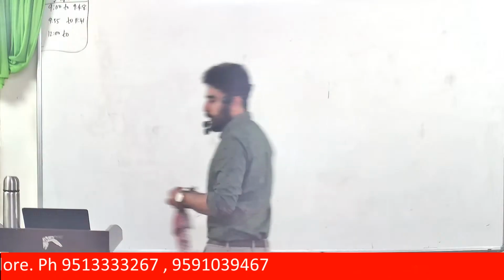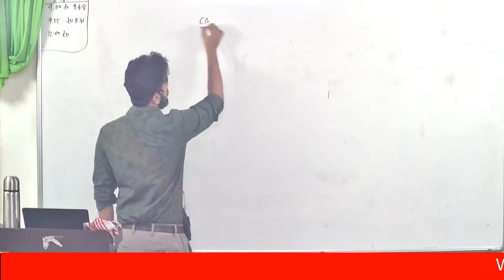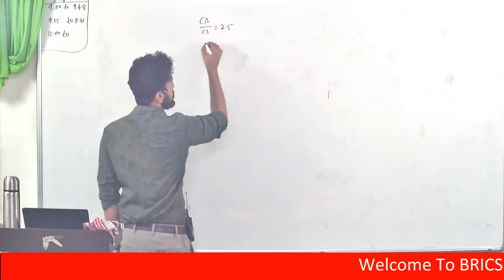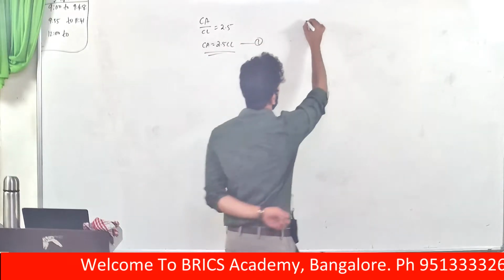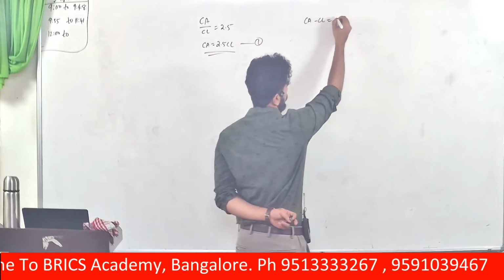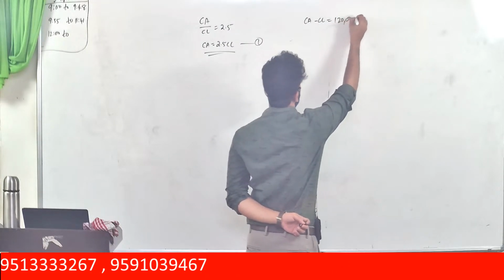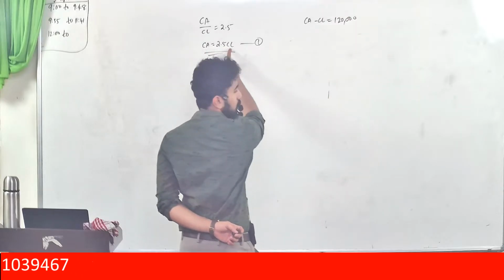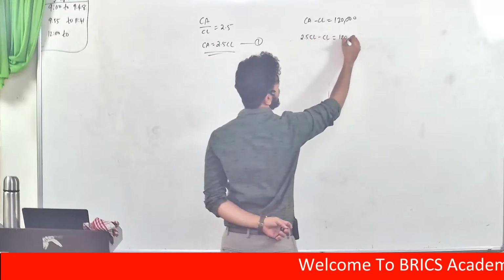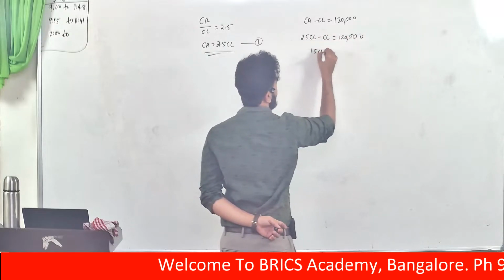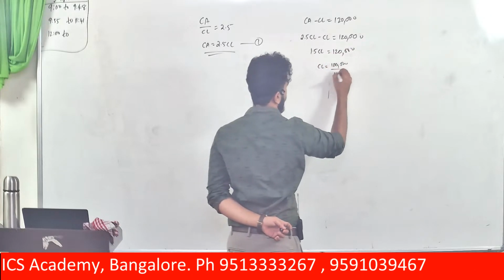What you have is one equation where current ratio, how much have they told? Current ratio, current assets divided by current liability equal to 2.5. This means current assets is equal to 2.5 current liability. This is one equation. Second one, what they have told, current assets minus current liability, that is net working capital, 1 lakh 20,000. So from here we can use current assets is equal to 2.5 CL. So here I will substitute 2.5 CL minus CL is equal to 1 lakh 20,000. From here 1.5 CL is equal to 1 lakh 20,000. From here we have current liability is equal to 1 lakh 20,000 divided by 1.5. This is how much?